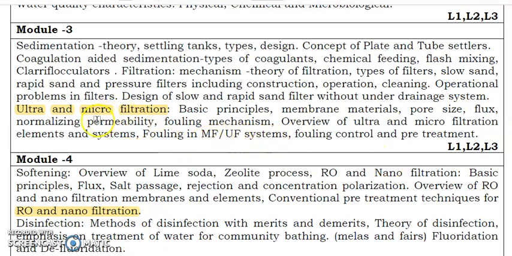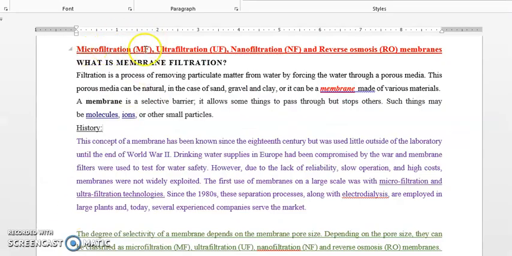Hello friends, let's start with membrane filtration using ultra and microfiltration, RO and nanofiltration. These are given in two different modules, but we have to study all four together to understand the difference. So let's start with membrane filtration. Microfiltration, ultrafiltration, nanofiltration and reverse osmosis are all membrane based filtration techniques.